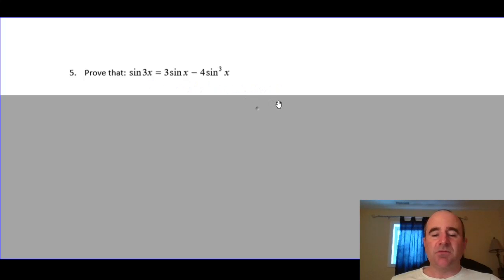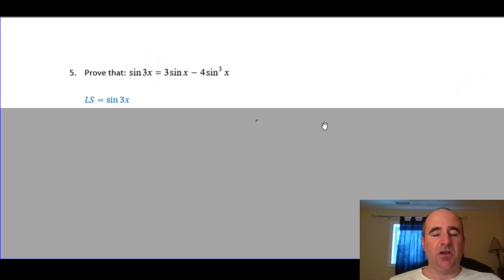How do we do this? This one's actually kind of tough to get started on, which is why it's a good example to look at. Do I want to work with the right side or the left side? Well, notice that on the right side, there are no 3x's. It's always sine x or sine cubed x. So we really don't want that 3x here. So let's look at how we can change the left side of this equation.